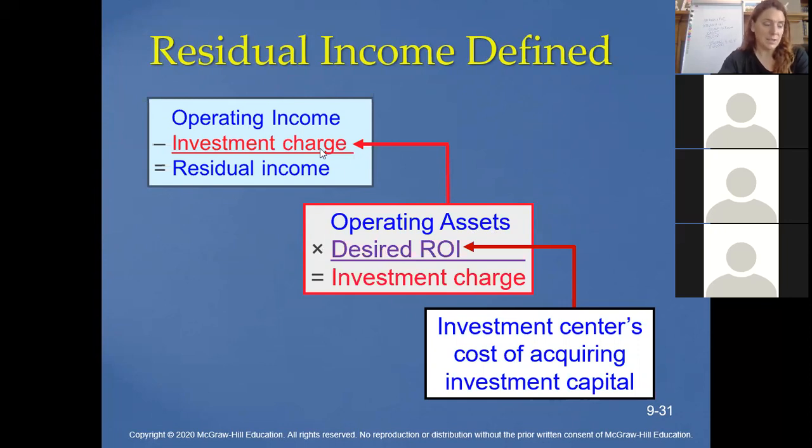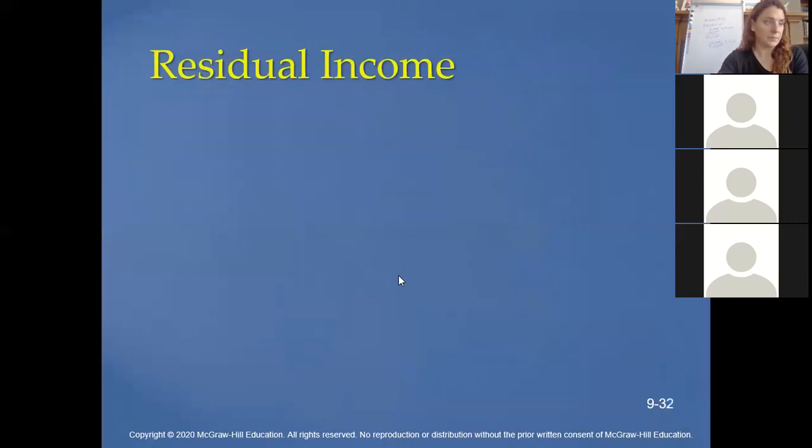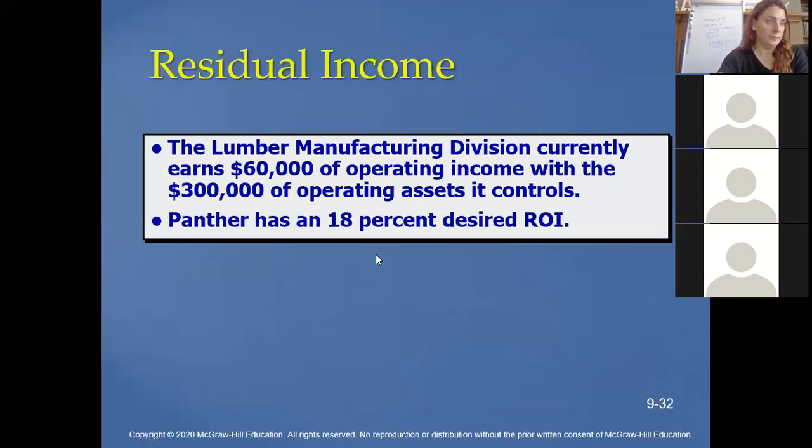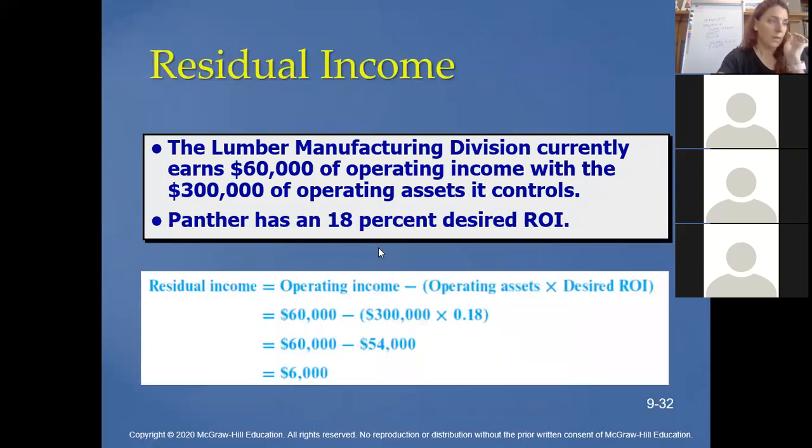So this number, essentially this residual income, is going to give you how much in dollars is over what you want as far as ROI. I'll say that again. The residual income is a dollar amount, and it's going to give you the amount over your desired ROI. Okay.